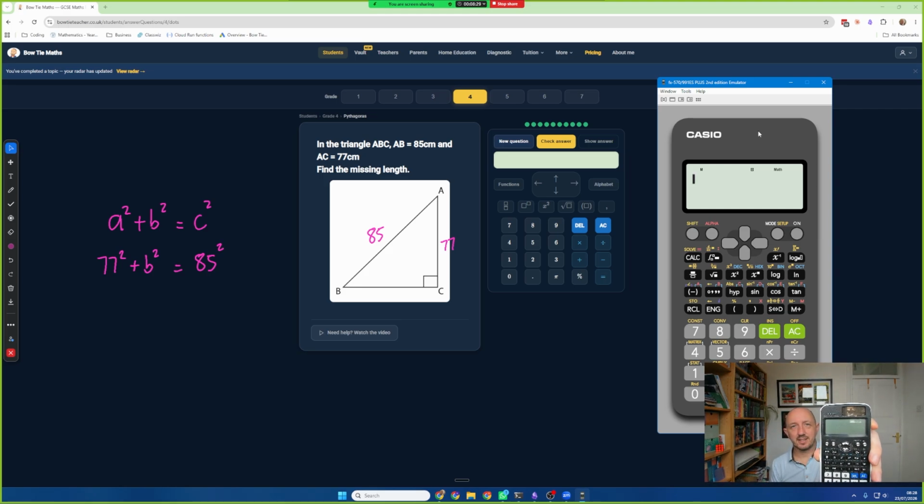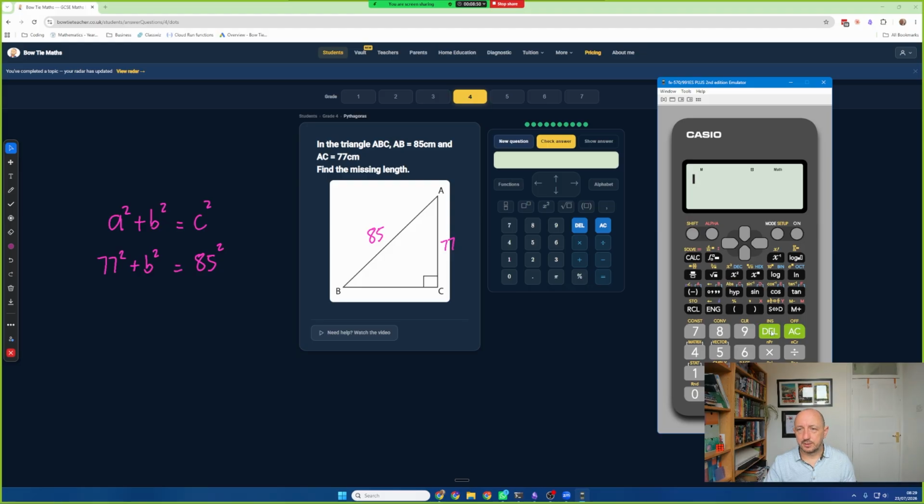This is the FX991EX from Casio. This is the best one. If you can't find that, the CW, which is the newer model, but I don't think it's as good, is another calculator that I recommend for every single student because it has so many features on here that I can demonstrate with the students.